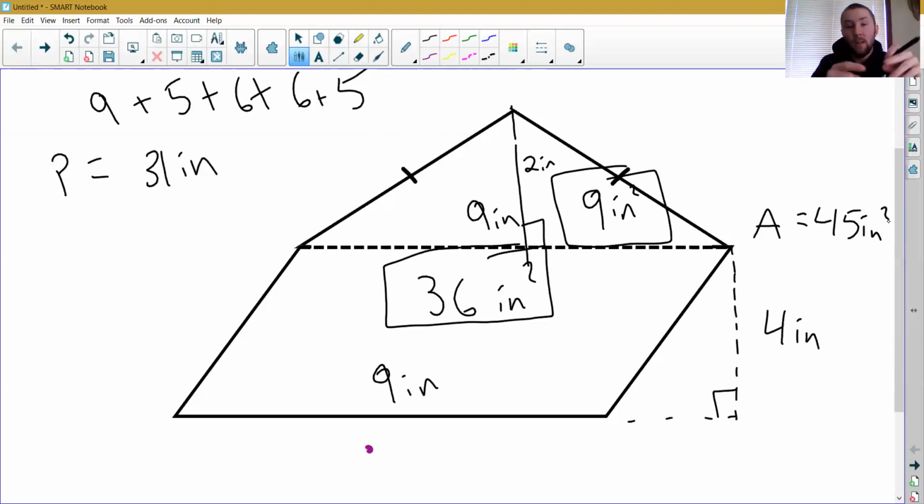If you have questions at all about composite figures, you are going to need to know squares, rectangles, trapezoids, triangles, parallelograms. All of those will come into play in your practice problems.